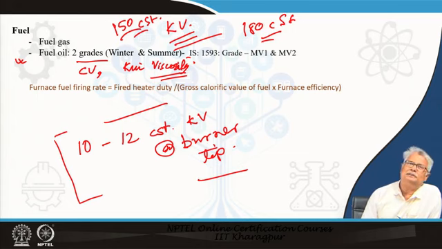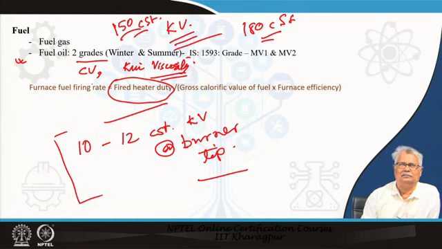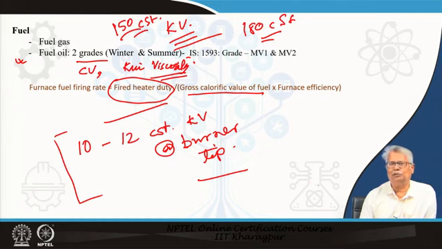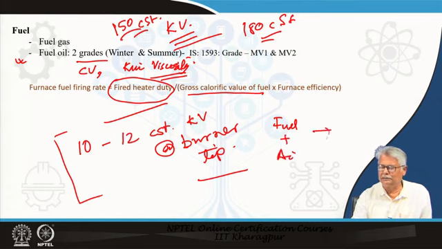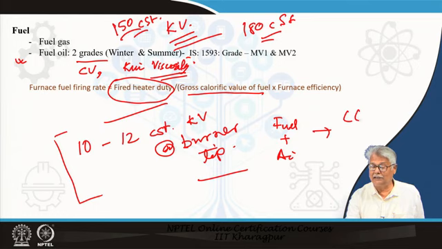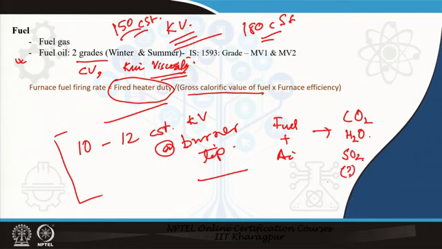Now, how to estimate the furnace fuel firing rate? When you do your process design, you have found out what is the heat duty required in your furnace. This is divided by the gross calorific value of the fuel. Whenever you are talking about a fuel, upon its complete combustion, it will contain some amount of hydrogen. So, from the fuel and air after combustion, what you get is basically ideally carbon dioxide, moisture, and possibly some amount of sulfur dioxide if there is some quantity of sulfur in it. I am assuming here a hydrocarbon is the fuel.